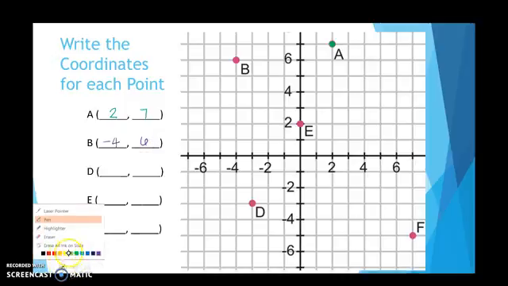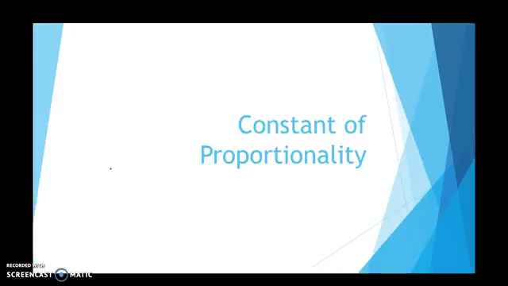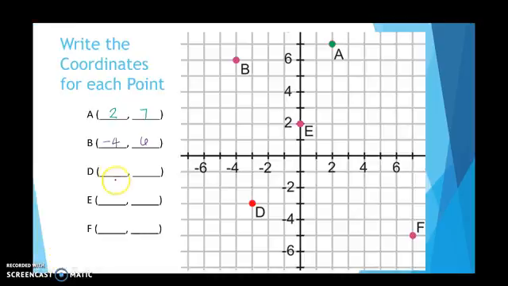What about D? So D, here I am with D. So to get from my origin, I went to the left 1, 2, 3. And I went down 1, 2, 3. So I went left 3 and down 3. So finish yours up.